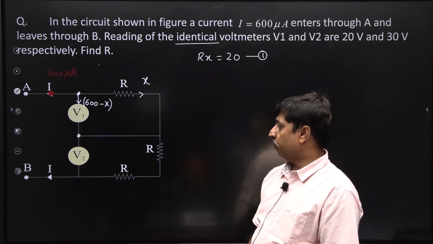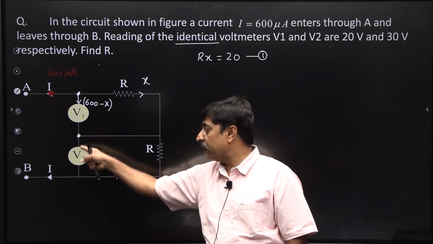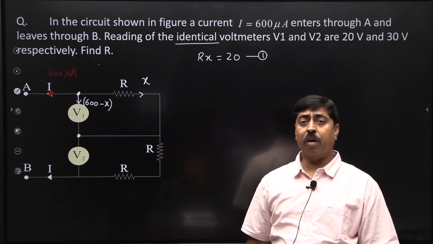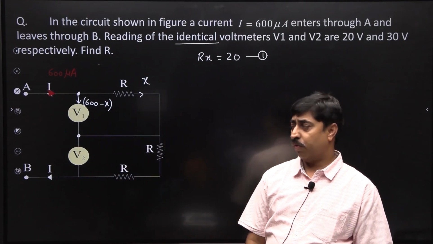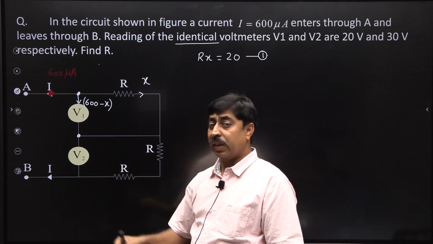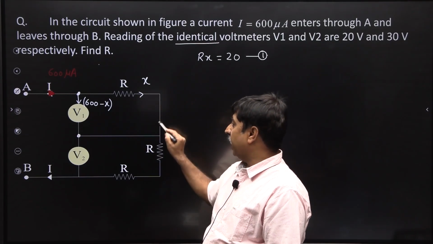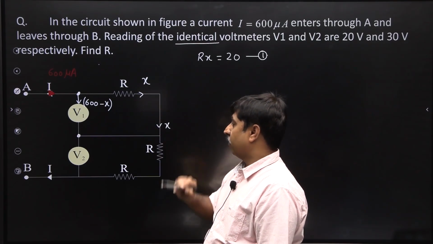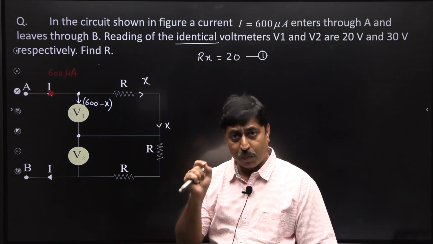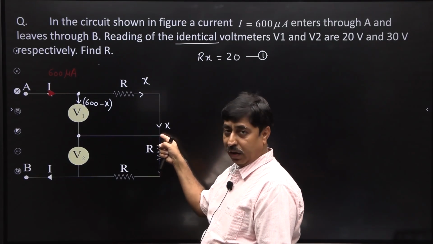Similarly, the potential difference here is 30 volt. Reading of the voltmeter is 30 volt. So, potential difference here is 30 volt. What does it mean? This current X will now get branched at this particular junction.